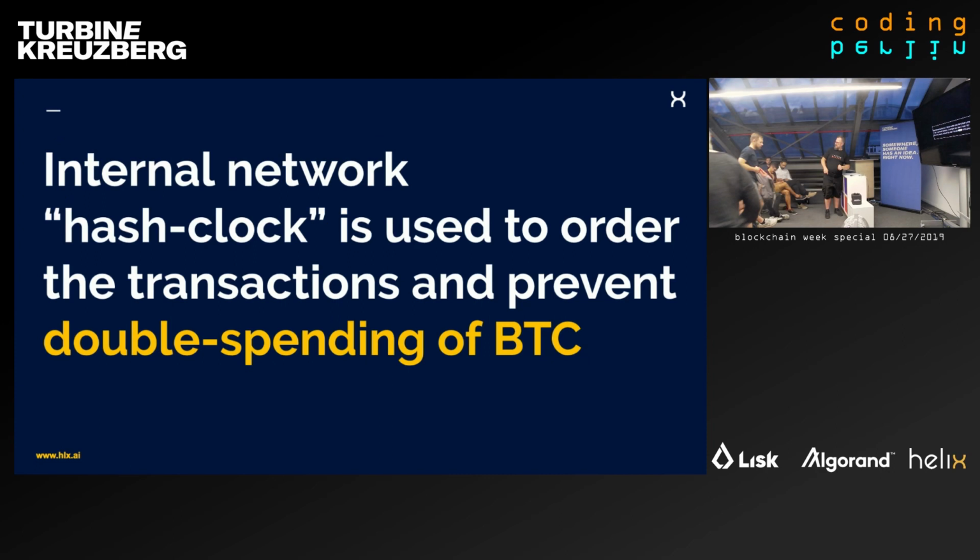So why is it called a timestamp server? Because the Bitcoin network uses this hash clock based on proof of work and the difficulty levels in order to achieve a global ordering of the transaction log. And thus, once you have a global ordering everyone agrees on, you can prevent double spending of BTCs.